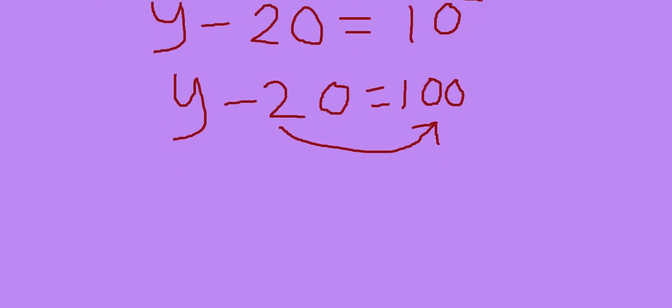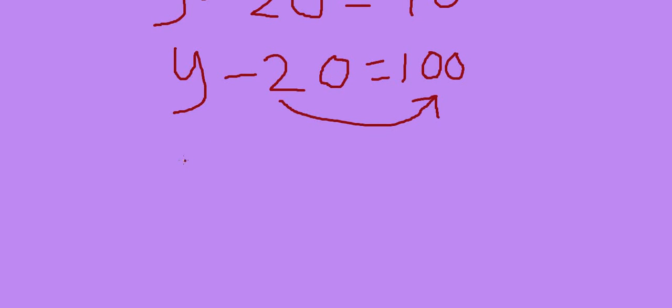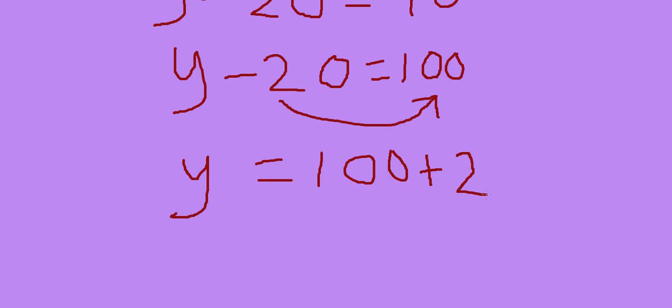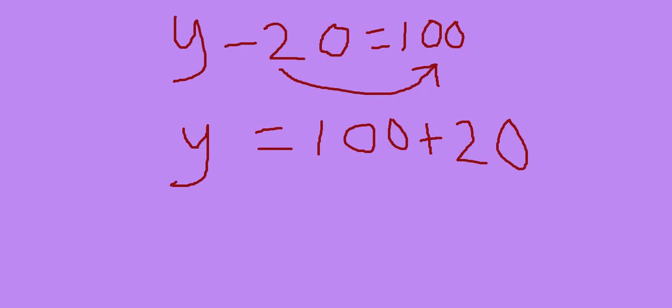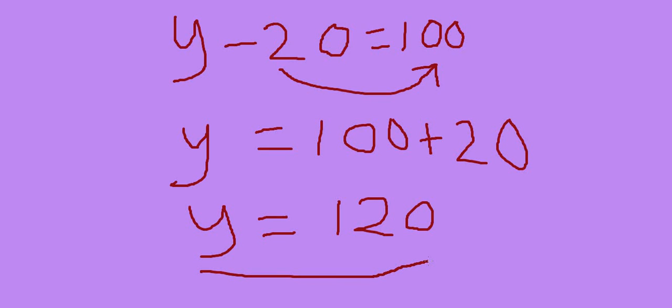So when we shift it to the right hand side, it is going to be positive. So let us rewrite our expression again. So y will be equal to 100 plus 20, and when we add 100 plus 20, we are going to say y equals 120. So that is the final stage for this sum, and this is the answer.